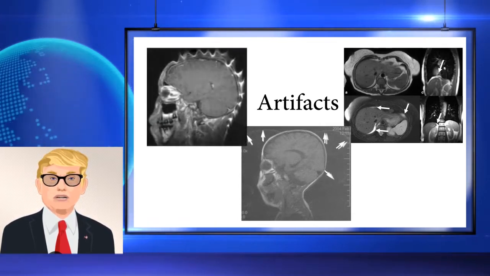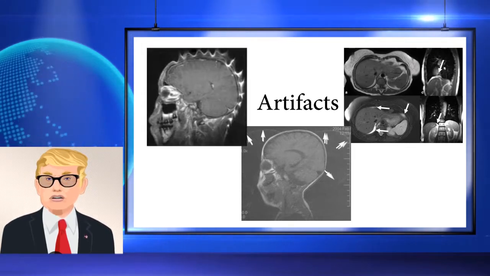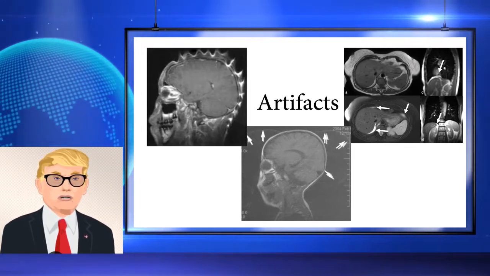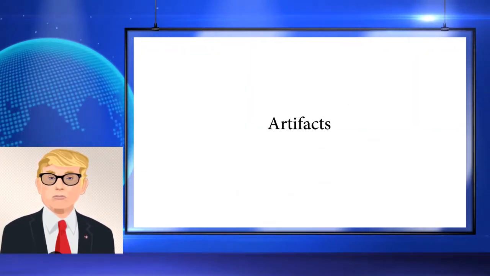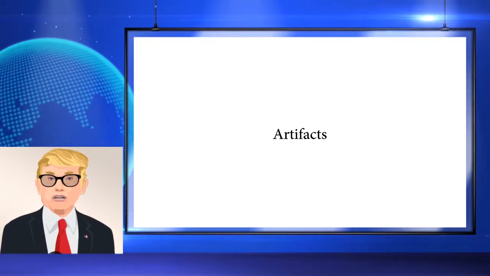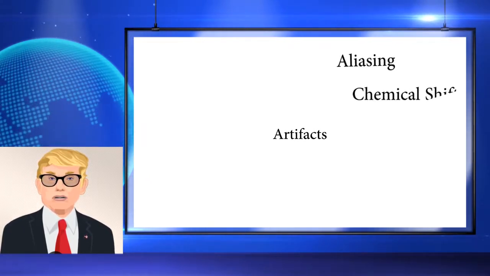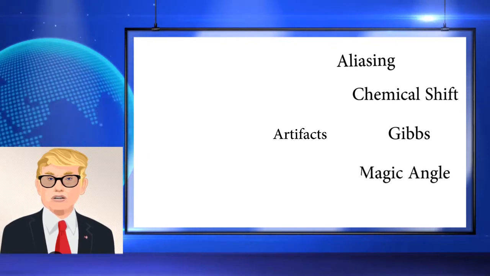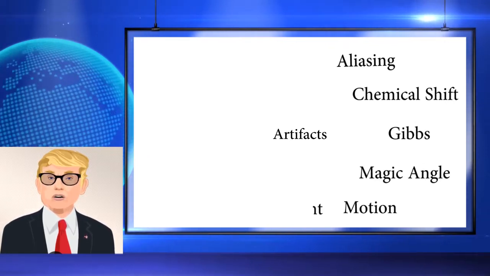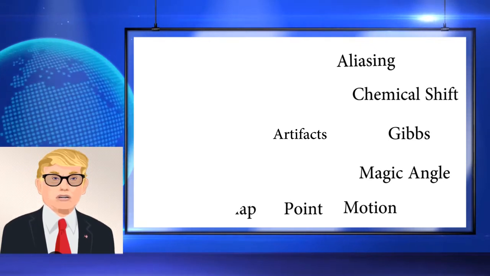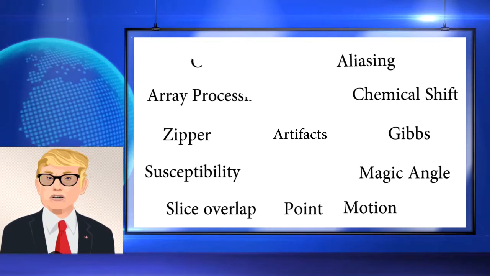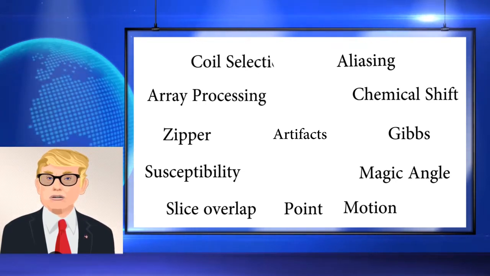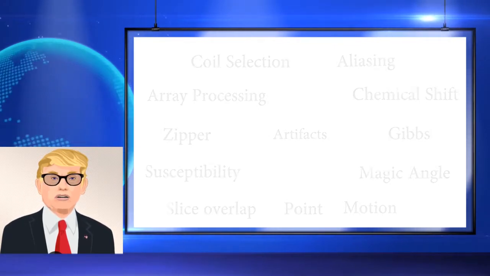It is necessary to be familiar with specific artifacts since they can conceal pathological elements or simulate pathology that does not exist. Artifacts can be classified into many different categories, such as aliasing artifacts, chemical shift artifacts, Gibbs and truncation artifacts, magic angle artifacts, motion artifacts, point artifacts, slice overlap artifacts, susceptibility artifacts, zipper artifacts, array processing artifacts, and coil selection artifacts. We can have some more details about artifacts as follows.